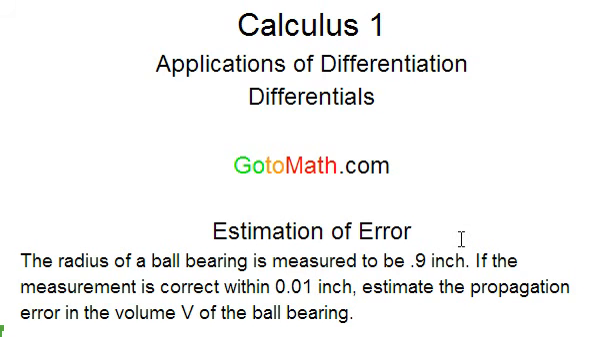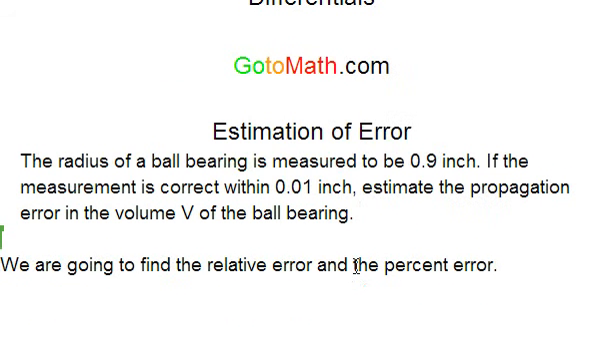We're going to do estimation of error concept. We're going to be given a ball bearing measured to be 0.9 inches. I guess I should have put 0 in front of that. Alright, 0.9 inches. If the measurement is correct within 0.01 inches, we're going to estimate the propagation error in the volume V of the ball bearing. Okay, and something else we're going to do, we're also going to find relative error and percent error while we're at it.